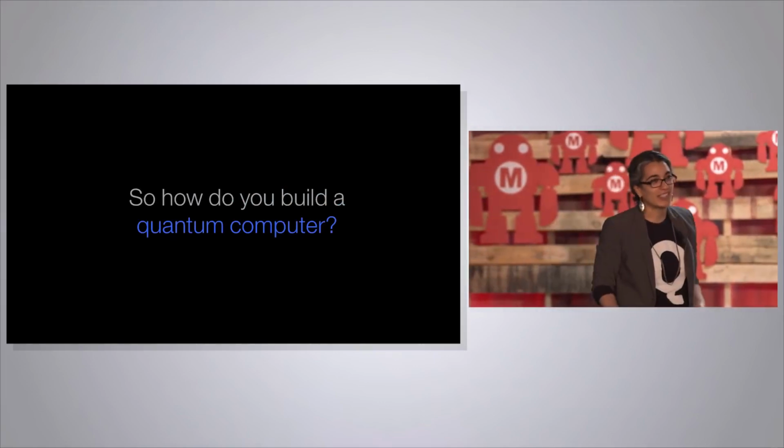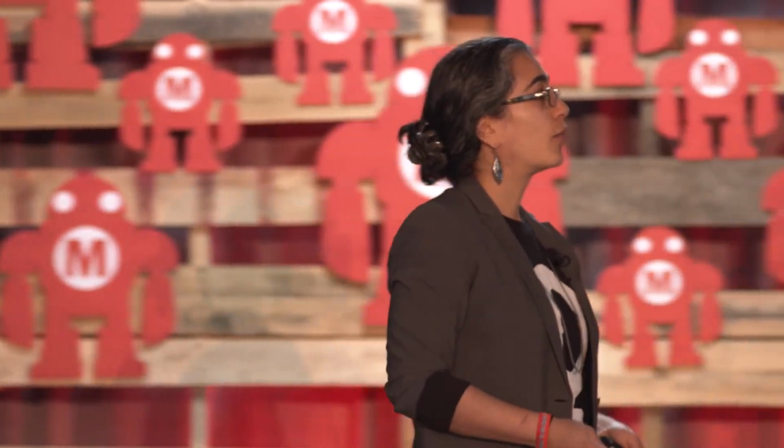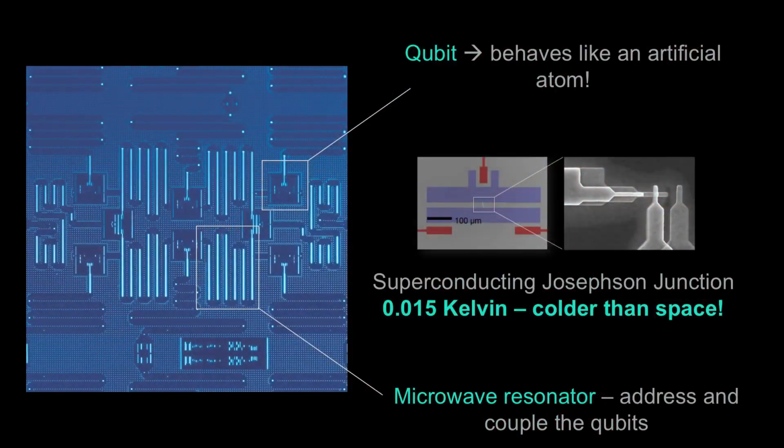How do you actually go and do this in real life? So first of all, you have to have qubits that work in such a way that you can harness quantum mechanics. So we build basically artificial atoms. Atoms behave quantum mechanically. We build an artificial atom, and we make it out of a superconducting Josephson junction coupled to a microwave resonator.